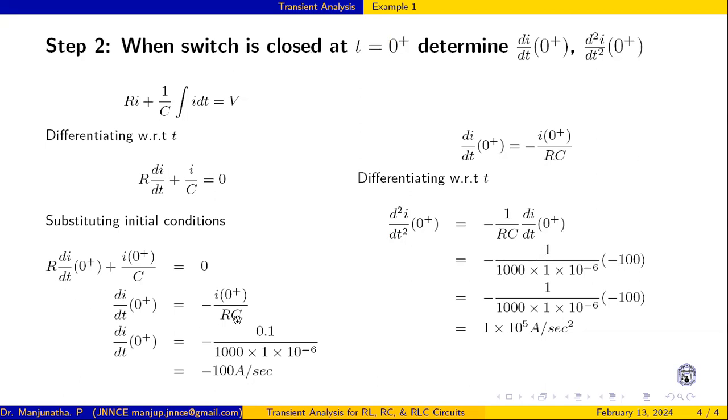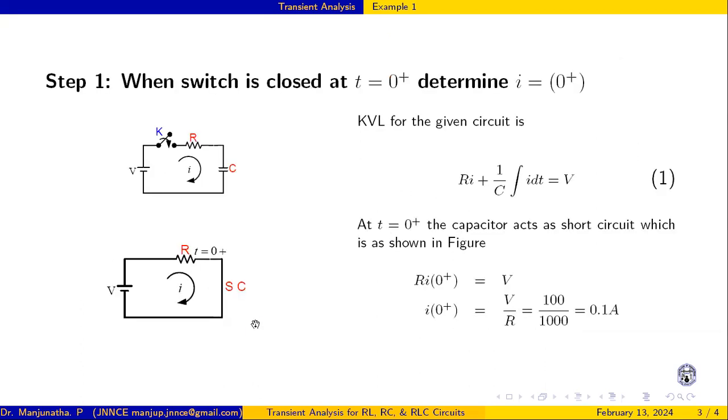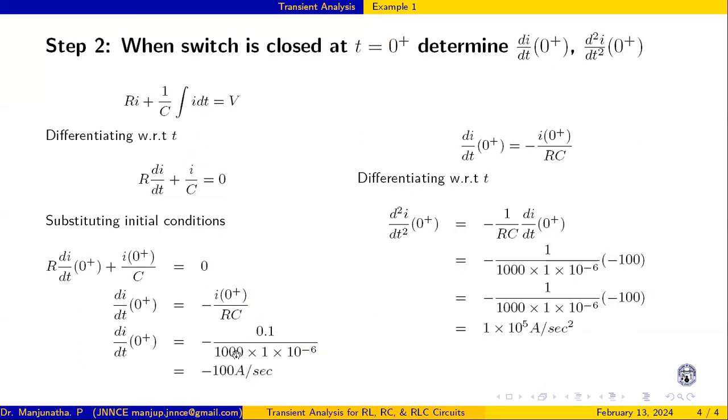This R is also transferred here. This term in the numerator comes to the denominator. Then i of 0 plus, which we determined previously, is 0.1 ampere. The R value is 1 kilo ohm and C is 1 microfarad. After simplification, it is minus 100 ampere per second.